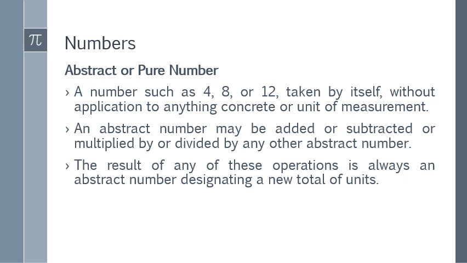For example, if we multiply 8 by 4, the result will be 32. That will indicate 32 units. And now the number 32 that we have obtained is again without any unit.